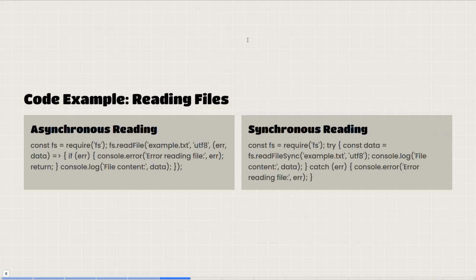Here, the difference is mainly in execution flow. In asynchronous reading, Node.js sends the file request and continues executing other code. Once the file is ready, the callback is triggered. In synchronous reading, Node.js waits until the file is fully read before moving to the next line of code. For small scripts, synchronous might be acceptable, but in production server-side applications, asynchronous reading is the best.